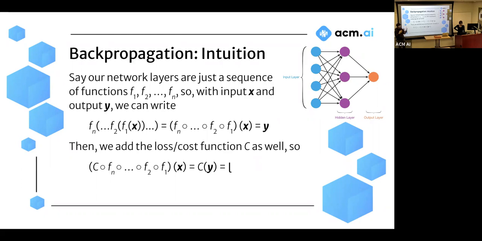So we can think of or model our neural network as a composition of these functions. And at the very end, we add something called a loss or cost function as well. Let's just call it C. Again, one of the things with machine learning literature is this sort of notation is never consistent.